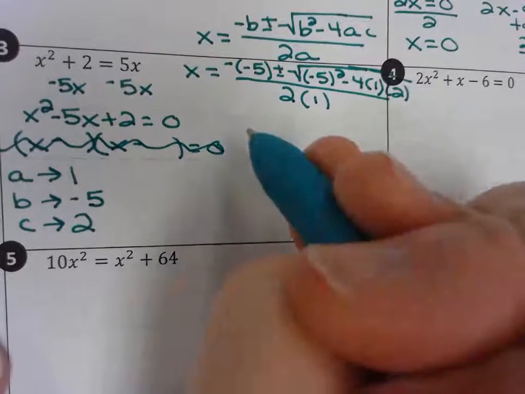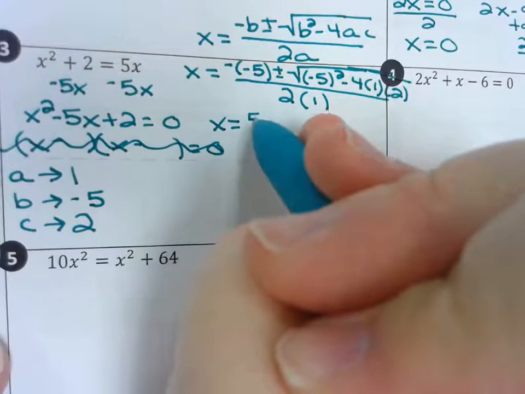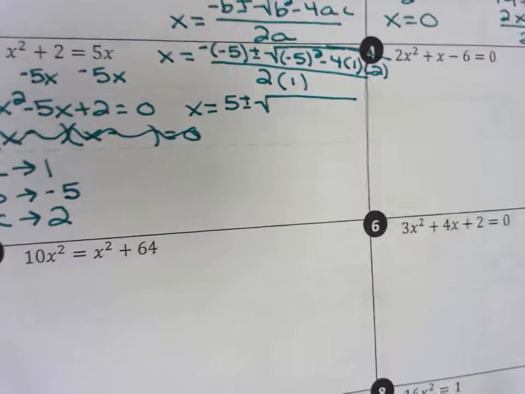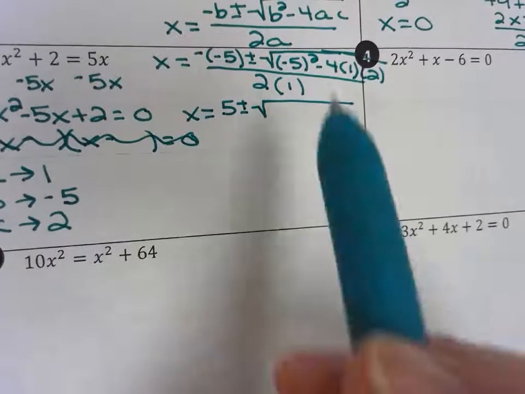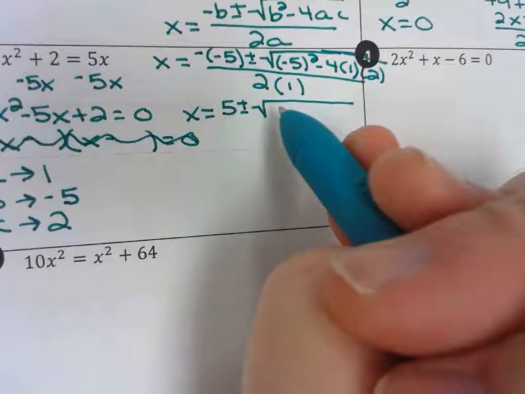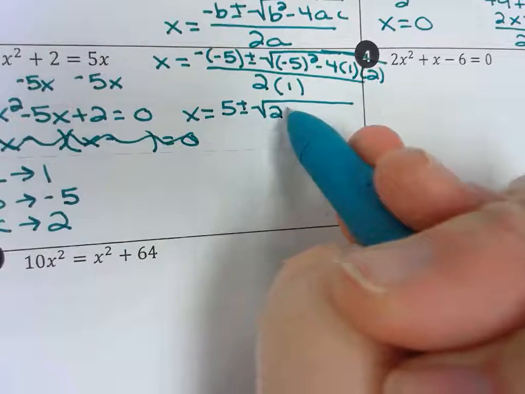Negative 5 is what? What's a negative times a negative 5? Positive 5 plus or minus the square root. Show your work like this so I can see where you went wrong. Negative 5 squared. What's negative 5 squared? Positive 25.